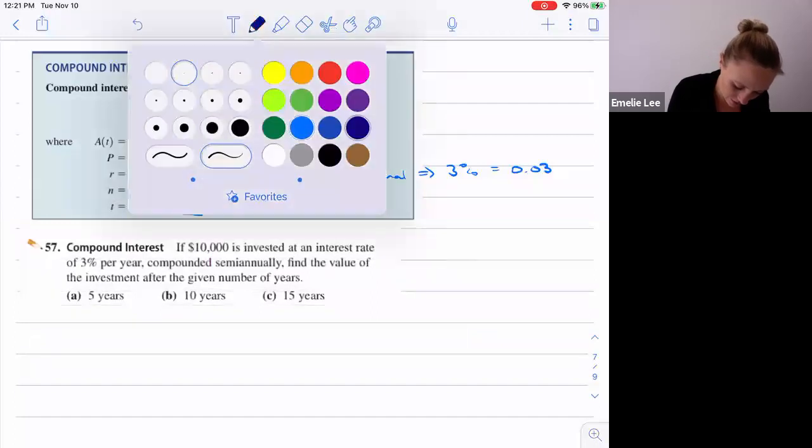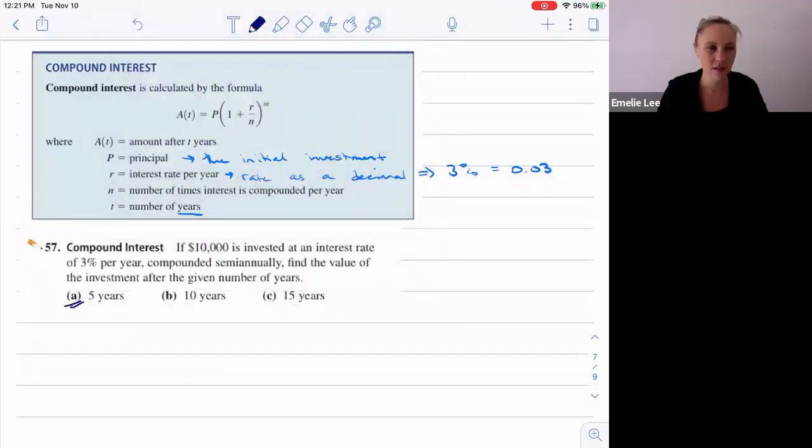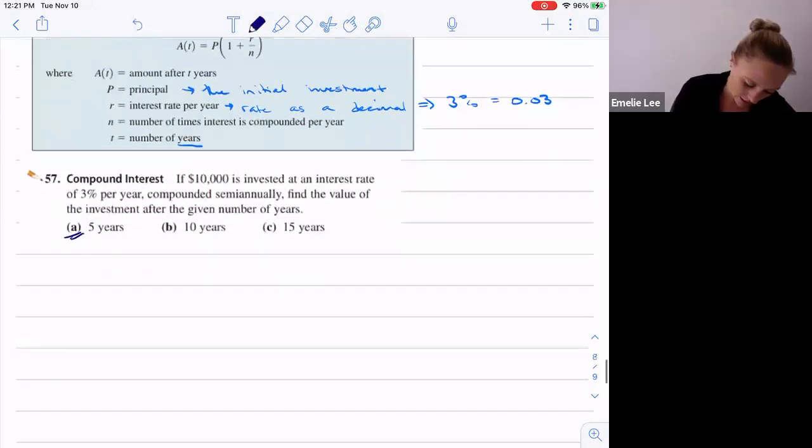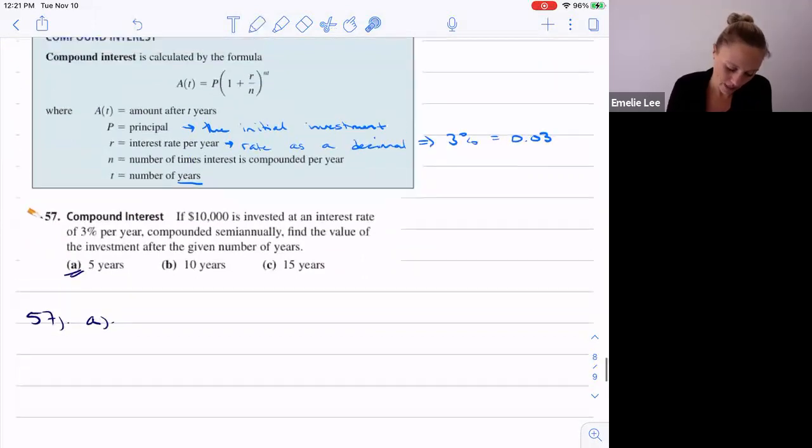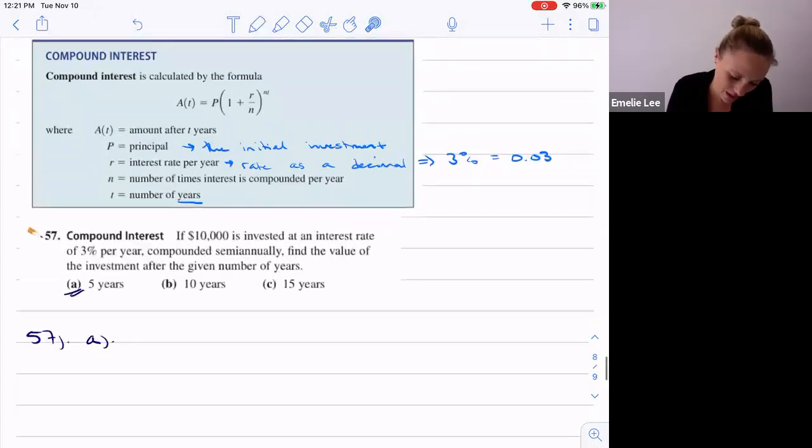We're going to do just A here, and then we'll move into 4.2, which is a lot more of the same. It's just a special base. So 57A. Okay. Hey, 3%, that's nice. That was a coincidence. What I'm going to do is copy down the formula, and then fill it in with the information that I'm given.